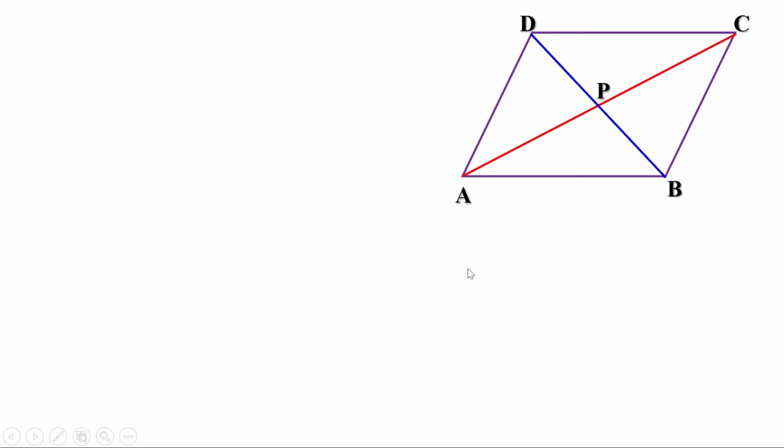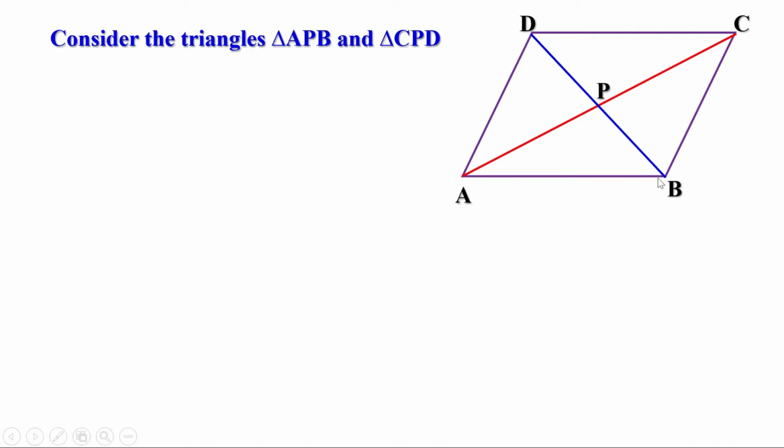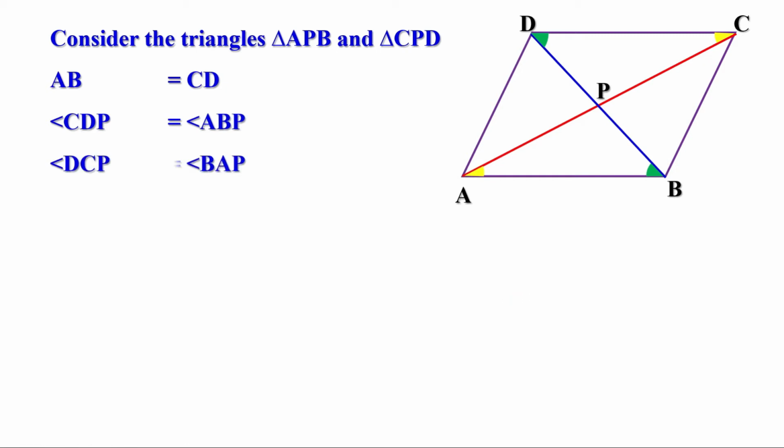Now consider these two triangles, triangle APB and triangle CPD. Now we have seen in the last part that AB and CD are equal. So we can say AB equal to CD. Since it is a parallelogram, these two are a pair of parallel lines and therefore these two are a pair of alternate angles. So they are equal. Angle CDP equal to angle ABP. In the same way, these two are another pair of alternate angles, so they are also equal. That is, angle DCP equal to angle BAP.